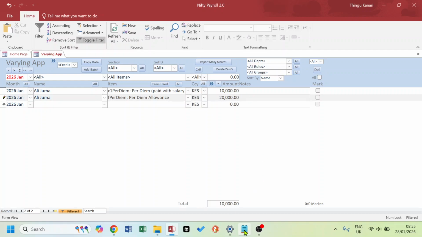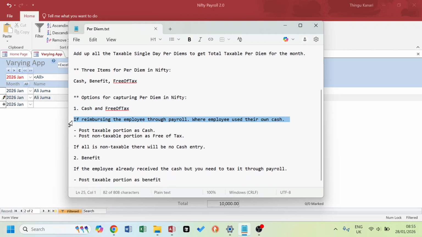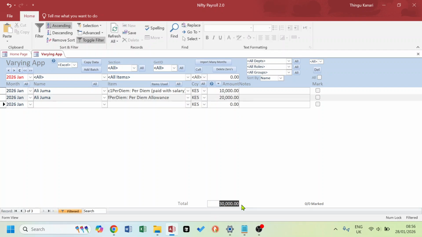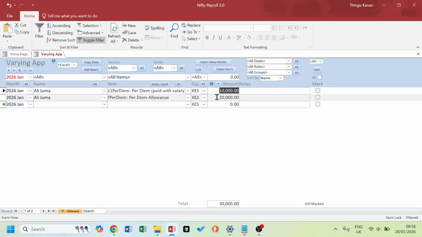Okay, so let's look at the scenario here. So what are we saying? You use cash and free of tax if reimbursing the employee through payroll. So the employee used their own money, and now you want to process that Per Diem through the payroll. So from your calculation, the taxable portion goes into cash, and the non-taxable portion goes into free of tax. So this guy got Per Diem of 30,000, and that's how it is split. The taxable bit up here, and the non-taxable bit down here. In this case, he used his own money. You're refunding him through the payroll.